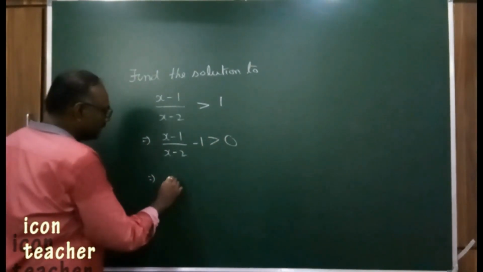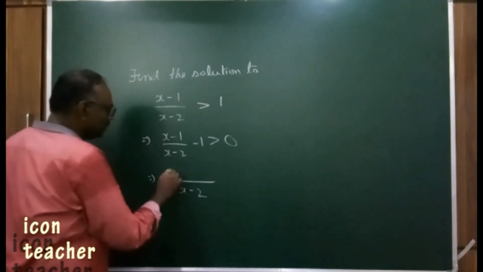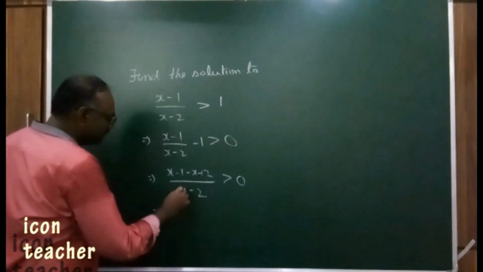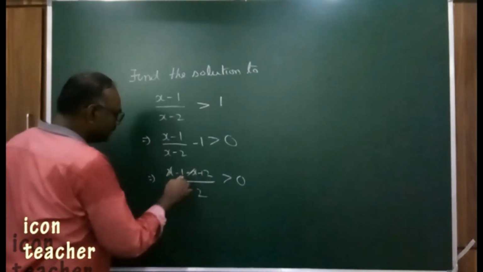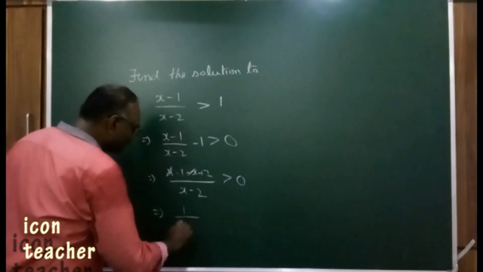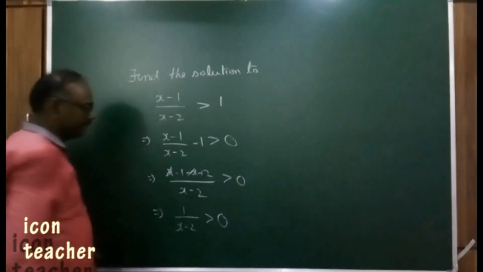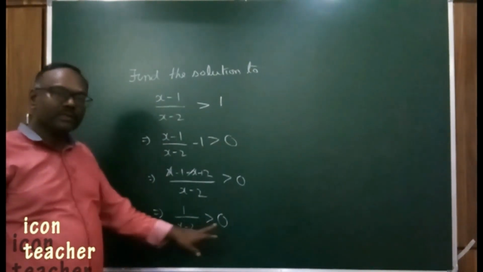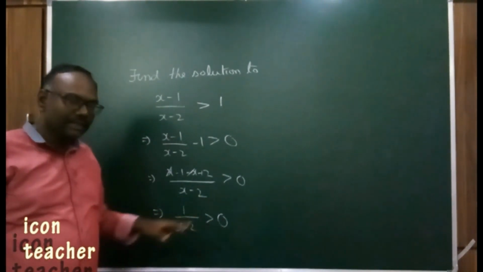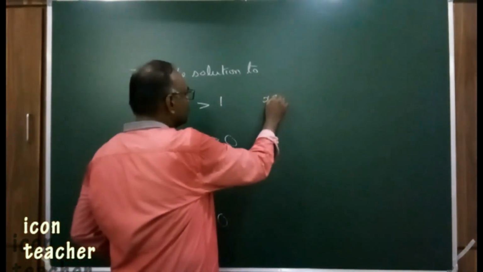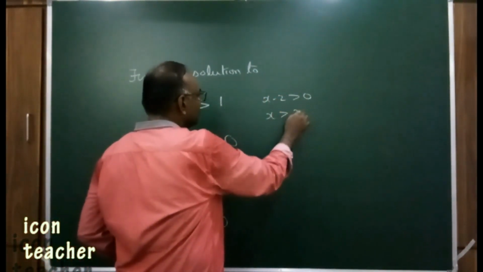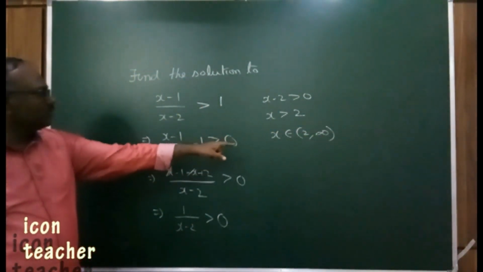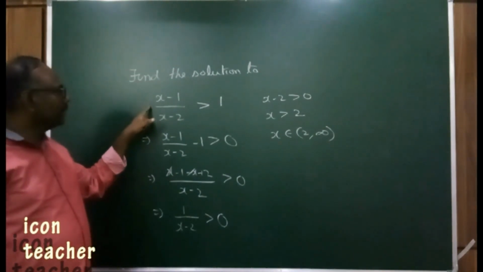So which implies, on taking LCM, we get x minus 1 minus x plus 2 over x minus 2 is positive, which implies x and minus x get cancelled. Minus 1 plus 2 is 1, so 1 by x minus 2 is positive. Now 1 is already positive, so obviously x minus 2 has to be positive for this whole expression to be positive, which means x is greater than 2, so x belongs to 2 to infinity. This becomes the solution for this particular problem.